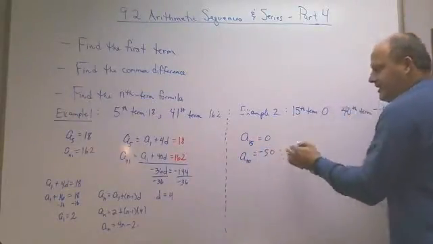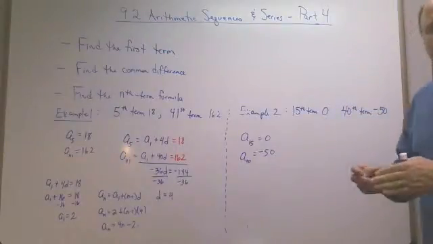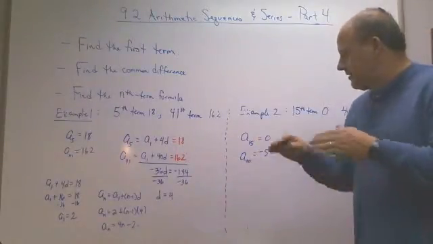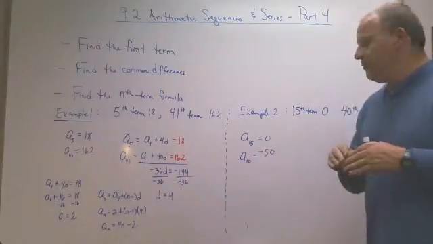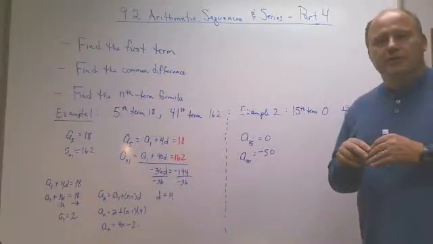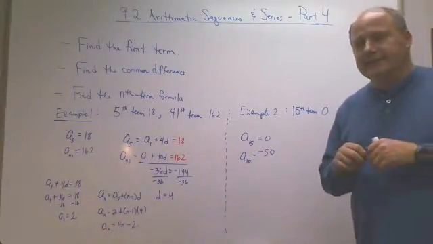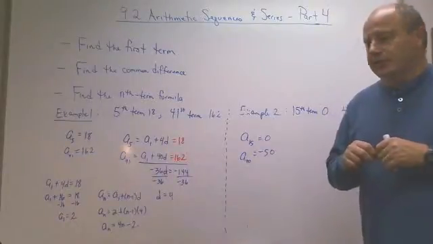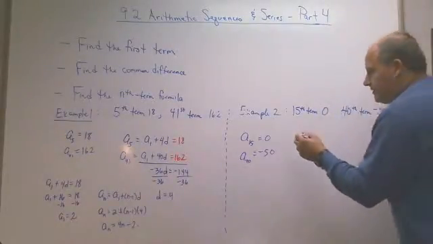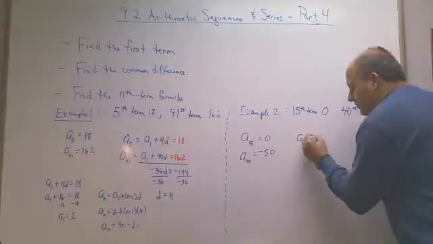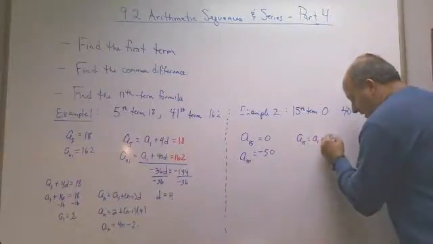And if you notice, the sequence is going down. It starts at 0, the 15th term is 0. Then it goes down to negative 50 once you reach the 40th term. So whatever comes of this, the d has to be a negative number. So now, here it goes. So a sub 15 equals a sub 1 plus 14d.